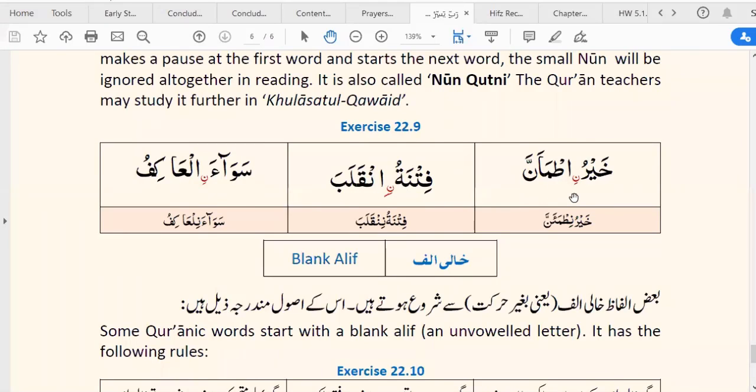Now, if you think of the English word don't, you spell it D-O-N, an apostrophe, and a T. So this noon kutni is a little bit like the apostrophe. It connects the two words.